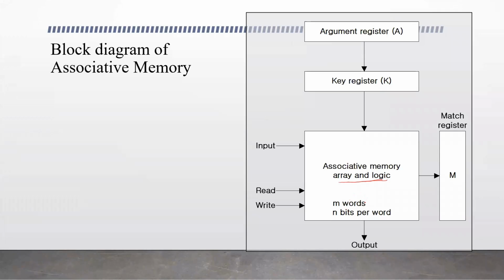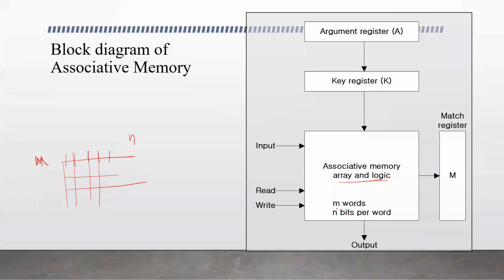You can represent this memory as an m by n array, where rows represent the words, m words, and each word has n bits. So n columns and m rows. The rows represent the words and the columns represent the bits in each word, correct? In every cell of the associative memory, the logic for comparing the given content with the content of the memory is stored. So this is the associative memory array and logic.